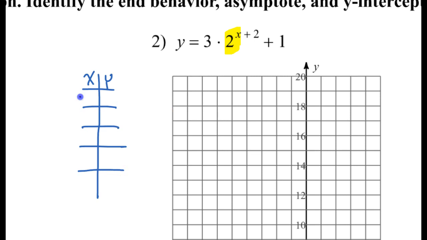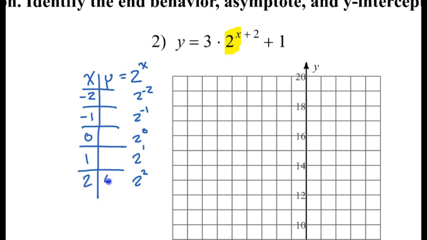All right, and I'm always going to use the same x values, -2, -1, 0, 1, and 2. Now remember, for the y values, I'm doing 2 to the x power. So that means I'm doing 2 to the -2 power, 2 to the -1 power, 2 to the 0 power, 2 to the 1 power, and 2 squared. I recommend starting from the bottom and moving up.